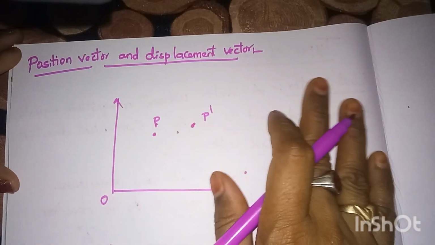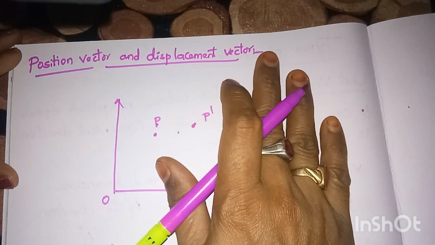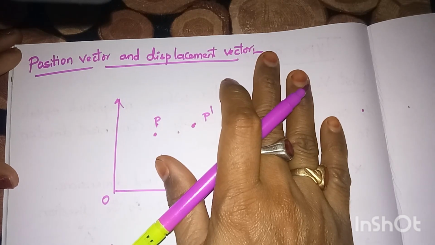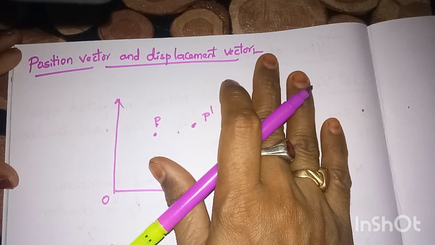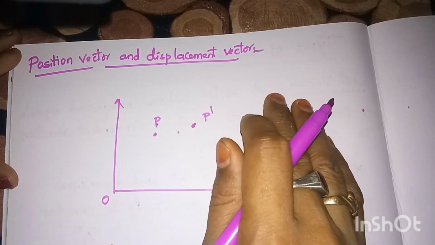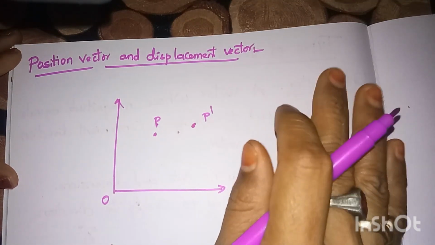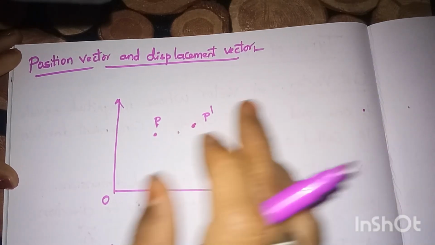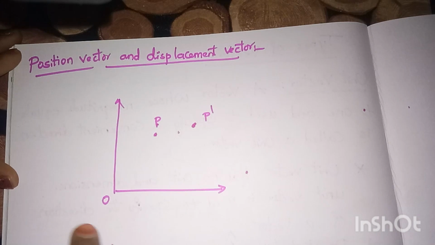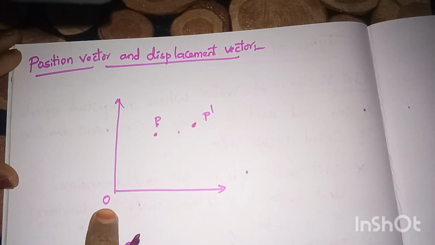So the next vectors are position vector and displacement vector. As we all know, we have discussed in motion in a straight line that the position of an object can be known with the help of an origin and coordinate axes. So to know the position of the object, here we are taking the origin O.